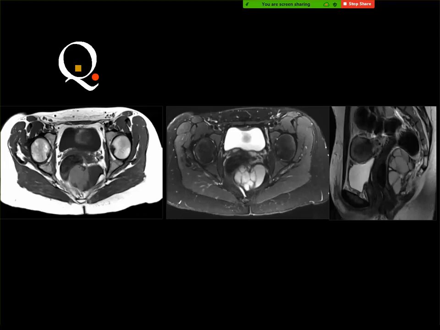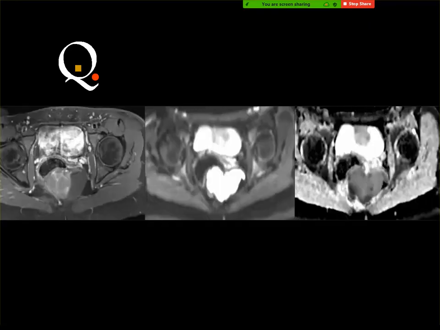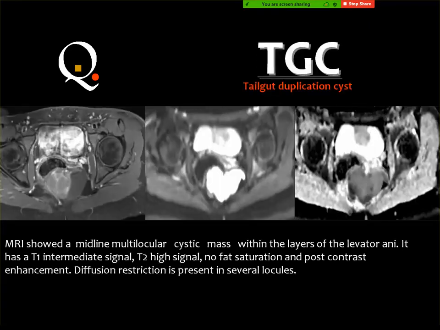This is tailgut cyst. Very good. And this is tailgut cyst, which is one of the known cysts in the presacral, retrorectal area, and this cyst in particular usually shows diffusion restriction, as you can see here.